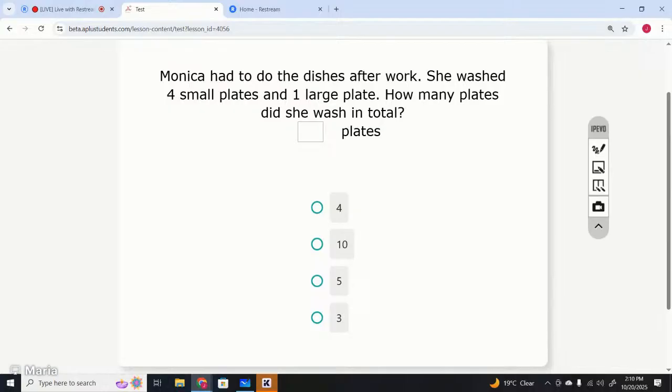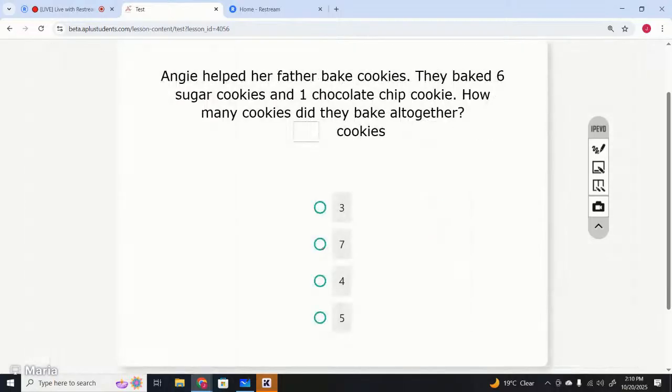Monica had to do the dishes after work. She washed 4 small plates and 1 large plate. How many plates did she wash in total? So you need to calculate the total plates she washed. 4 plus 1 is 5. Option number 3 is the correct option.